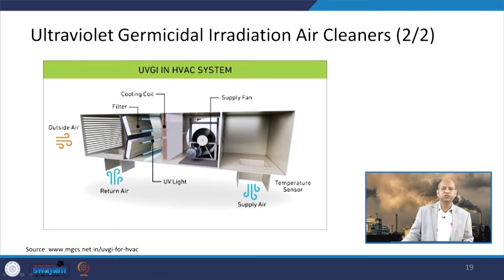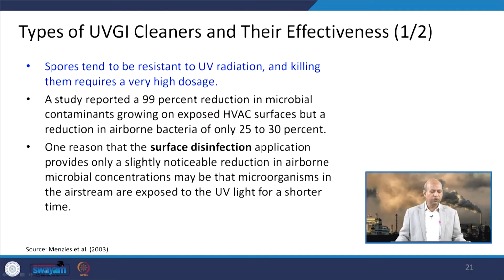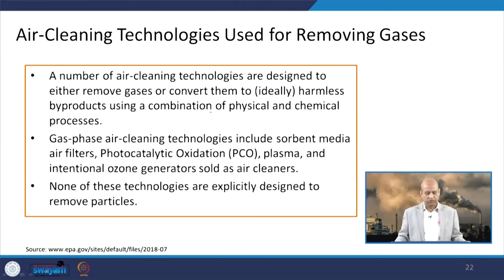Well, this is the diagram which shows how these UVGI air cleaners are installed in the indoor environment. There can be different types of UVGI cleaners, like air cleaners designed for airstream disinfection, where UV rays are passed to the air, and whatever microbes are floating in the air will be killed. Then surface cleaners, like when we put something in a box with UVGI, the radiation is there, and then it kills. Those devices which are cleaners for surfaces are more efficient in comparison to airstream cleaners, since more time is needed for airstream cleaning. Spores tend to be resistant to UV radiation, and killing them requires a very high dosage. So, depending upon what kind of indoor environment is there, we have to settle on the intensity of the UV rays as well as the time of exposure for those cleaning purposes.